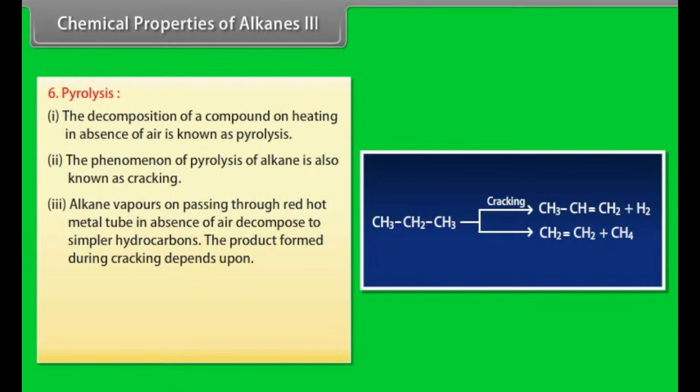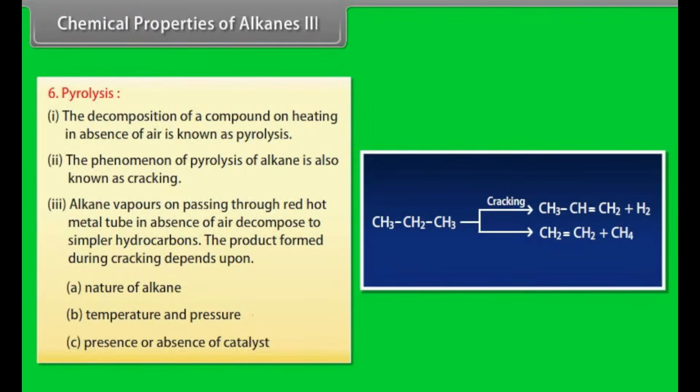The products formed during cracking depend upon: A. Nature of the alkane. B. Temperature and pressure. C. Presence or absence of a catalyst. Here is an example of cracking.